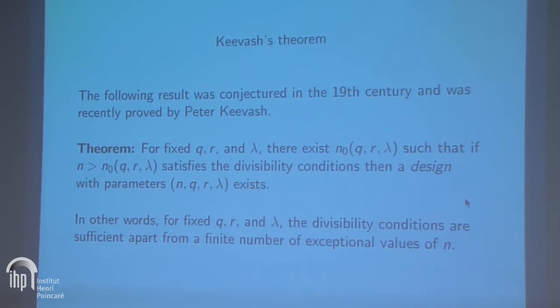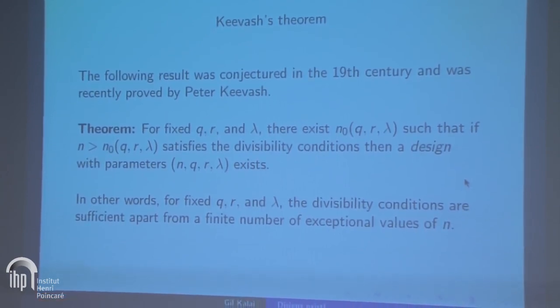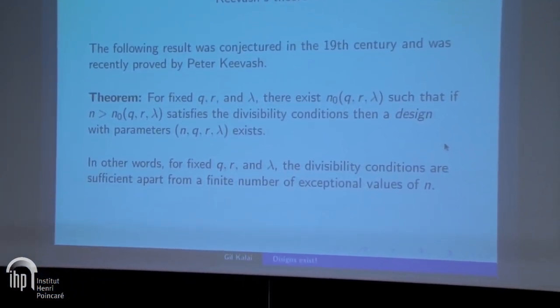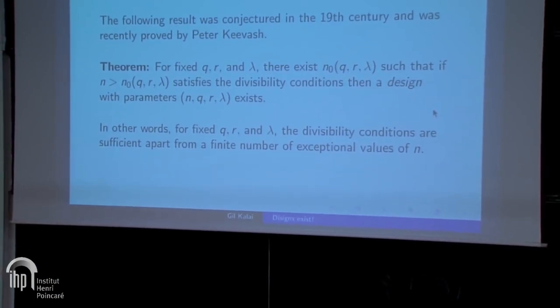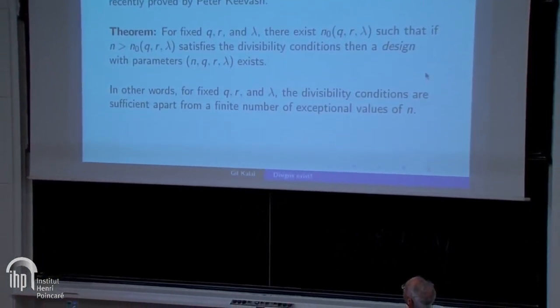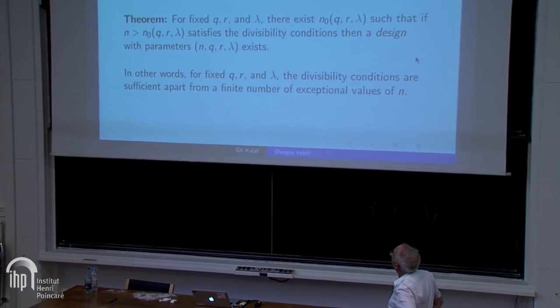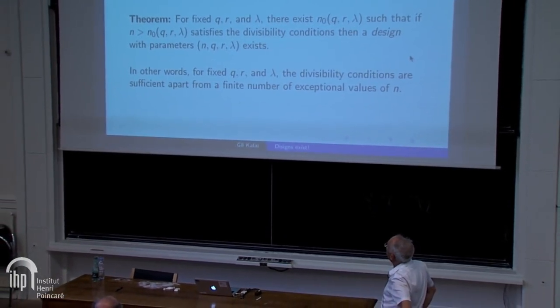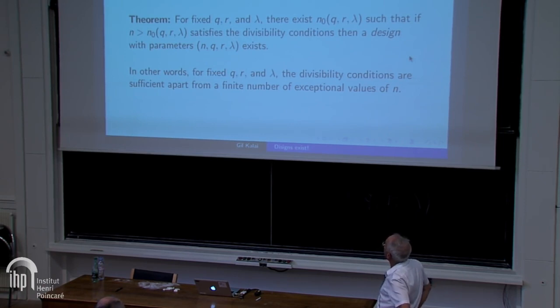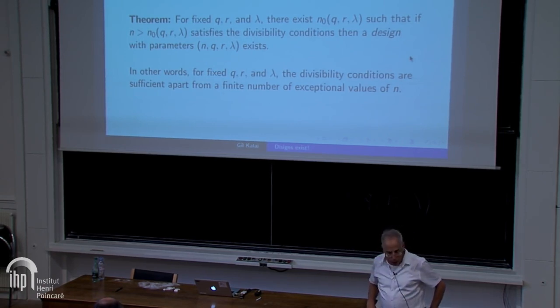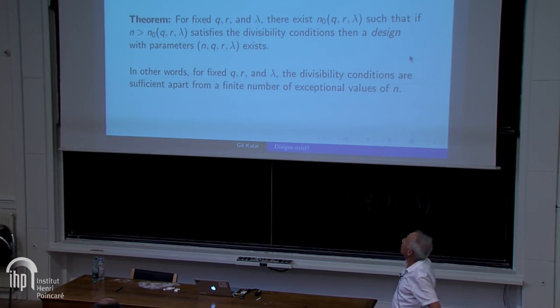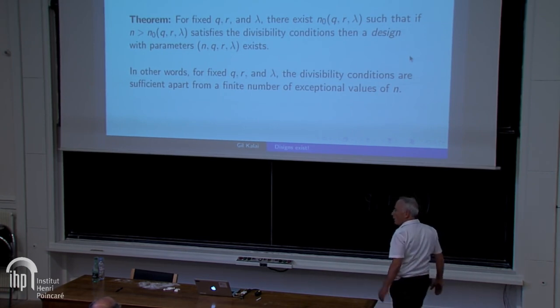And here what it says: for fixed Q, R, and lambda, there exists some number n0 of Q, R, lambda, such that if n is larger than n0, and the divisibility conditions hold, then a design with parameters n, Q, R, and lambda exists. In other words, there's only a finite number of exceptions of the divisibility condition, and apart from these exceptions, designs always exist.